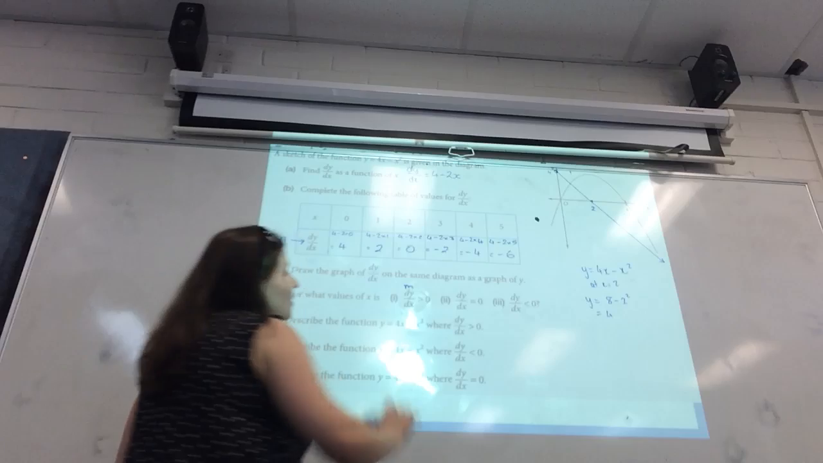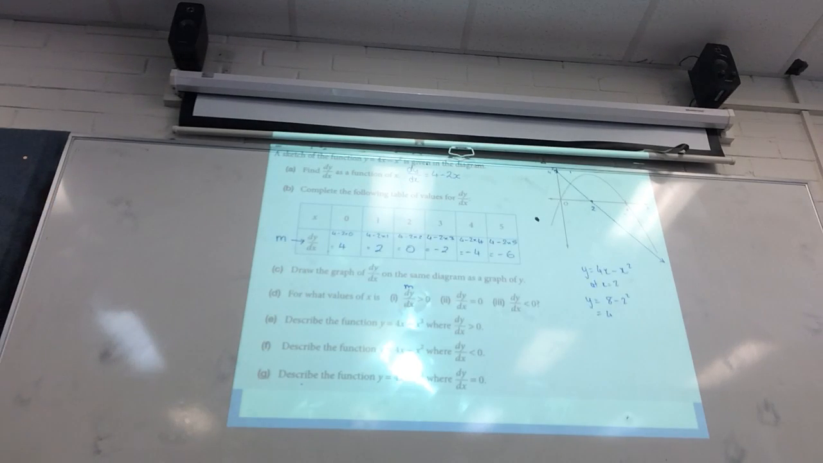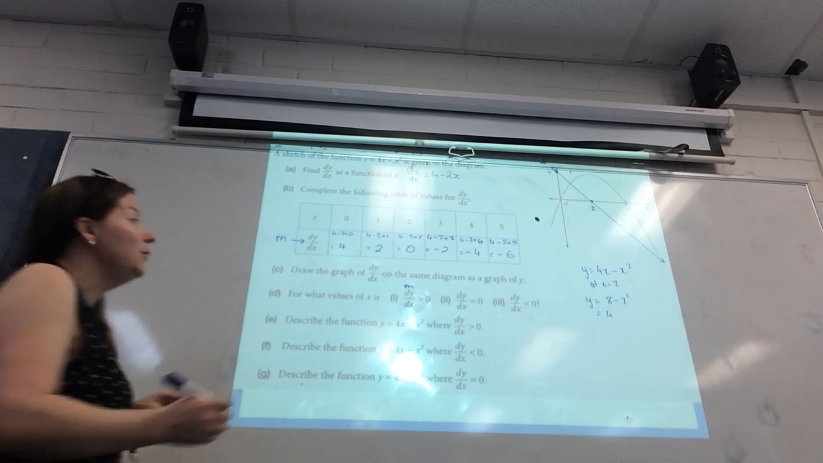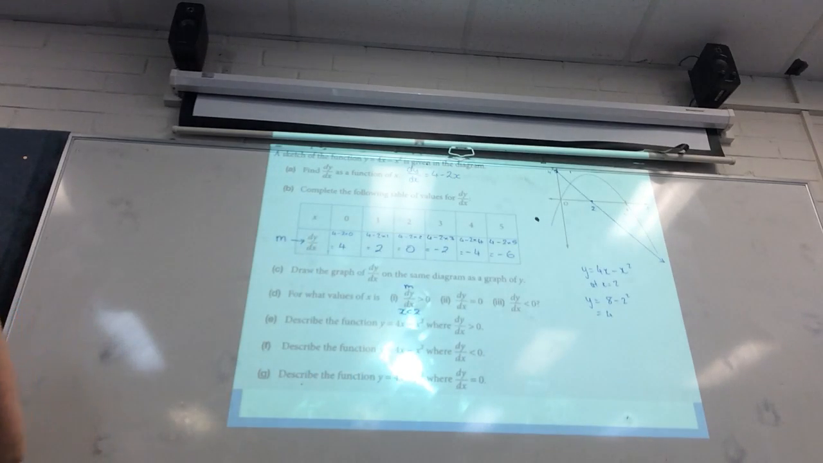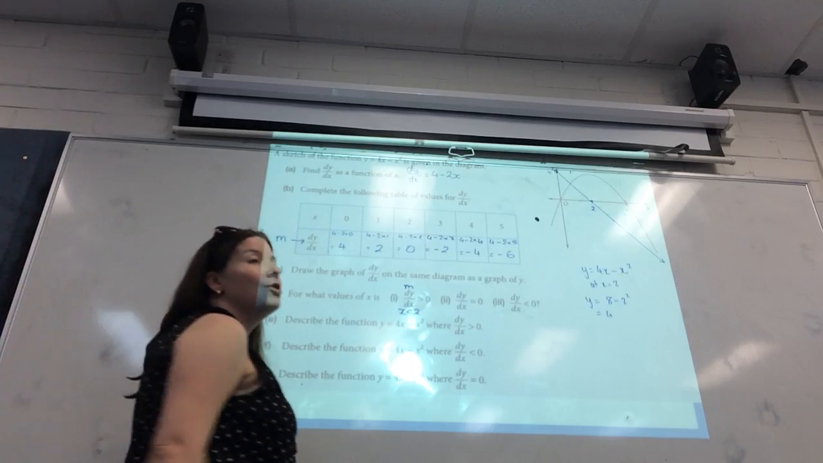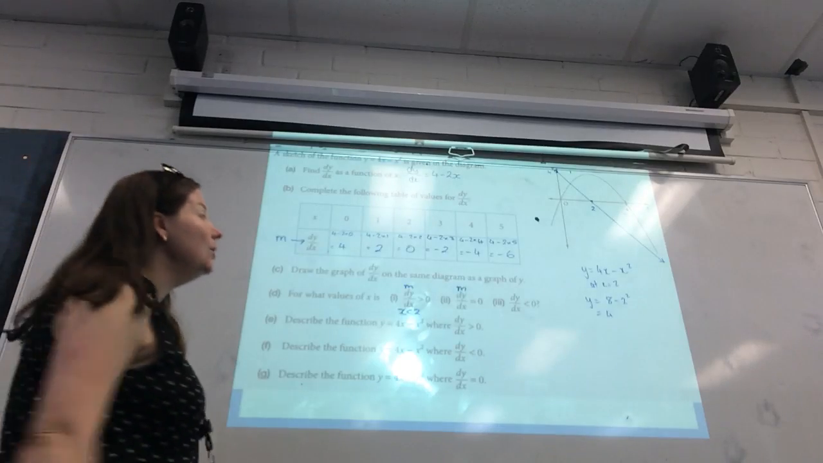So how are we going to write this? When is the gradient bigger than 0? When x is less than 2. Can it be equal to 2? No. When is the gradient 0? Okay, at x is 2.